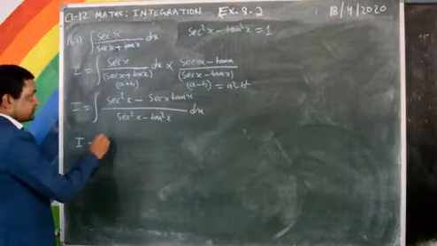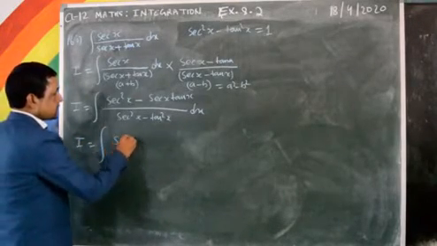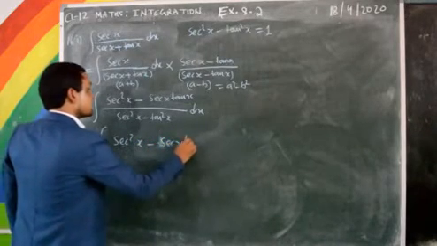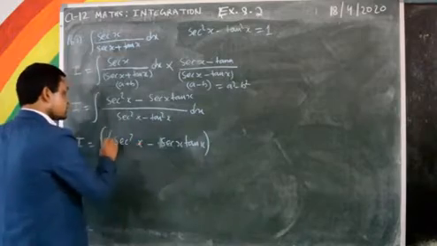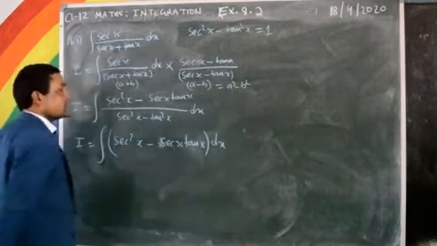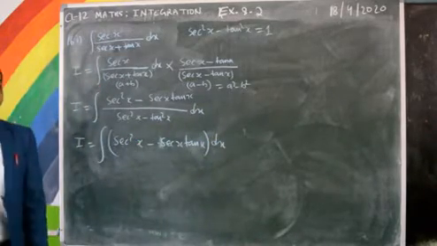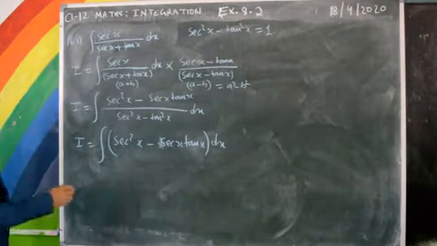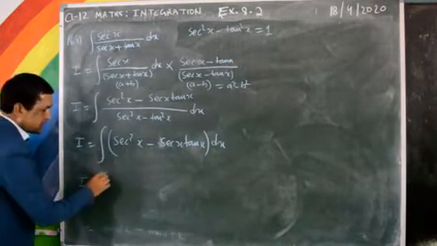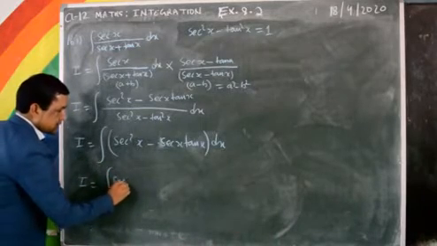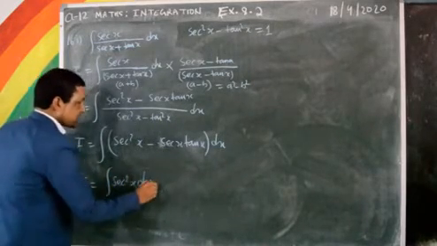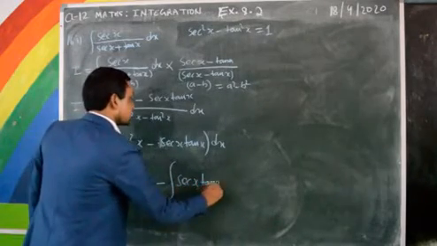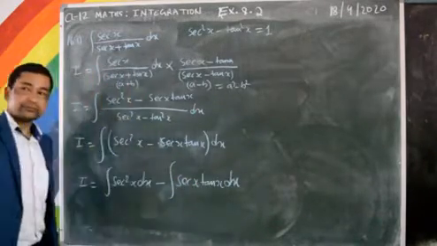Now I equals the integral of sec square x minus sec x tan x, bracket close, dx. Now the question is already converted into simple form. Now separate the integration for each term. Then we will use the integration formula to get the answer. Now the integral of sec square x dx minus the integral of sec x tan x dx.